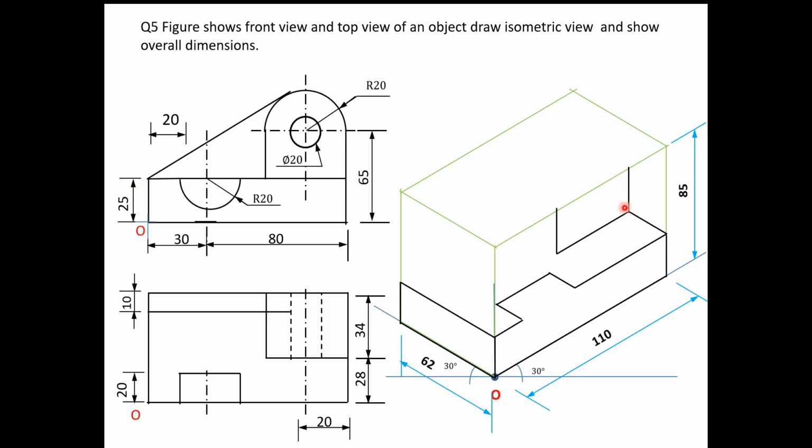Next, this radius is 20, so this is also 40, so complete this. Again, this edge, from where we draw this edge, this is 10 mm. In top view also we can see this is 10 mm, so this edge is drawn up to this, join this edge.